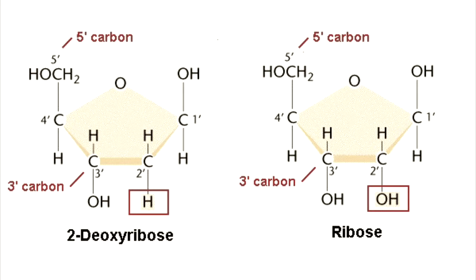Sugars of nucleic acids, often referred to as pentose sugars, have 5 carbons. In RNA, a hydroxyl group is attached to the 2' carbon, whereas in DNA there is only one hydrogen at this position. The extra oxygen atom in RNA makes it more reactive and less stable than DNA, making DNA the better option for storage of information in the long term.